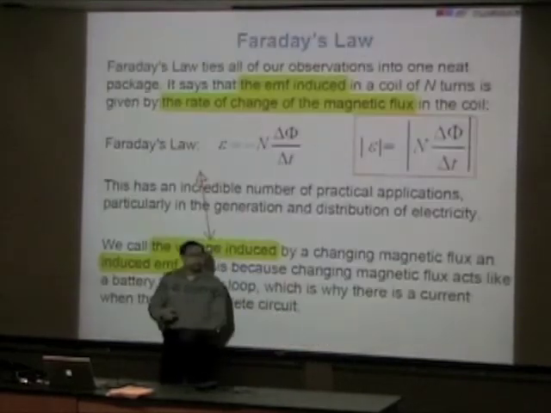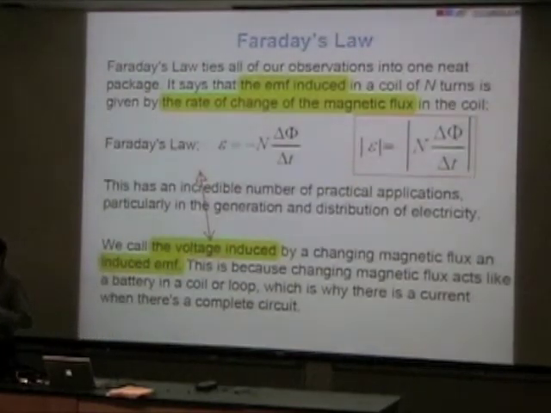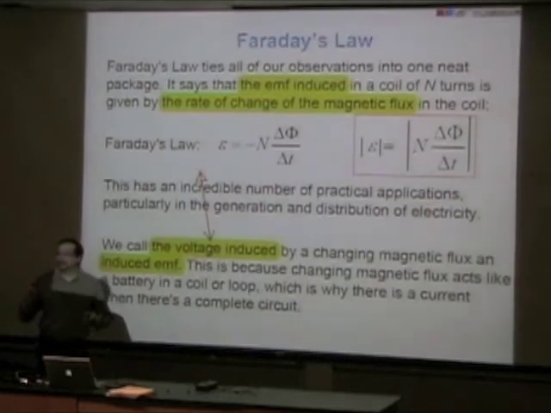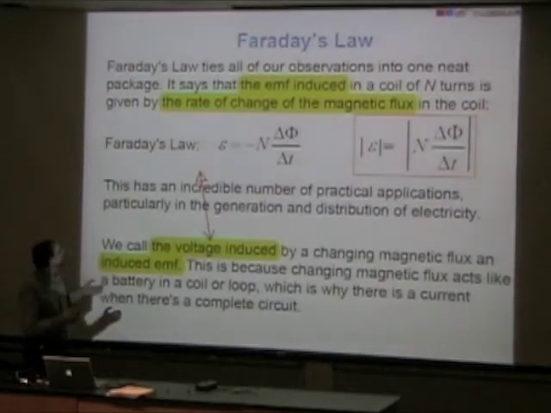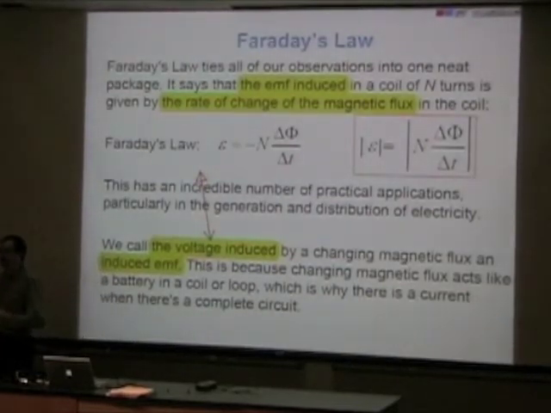And the law which relates EMF generated by the change in magnetic field is really simple. Faraday found it. Well, for one loop, n equals 1. If we have a coil, we just have to multiply EMF generated in each loop by the number of loops. And this is the only new equation we'll learn today. We just have to look at different examples of how to apply this equation.